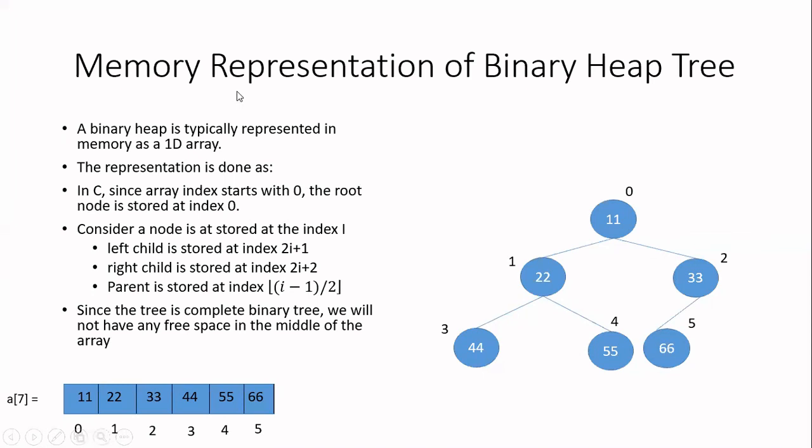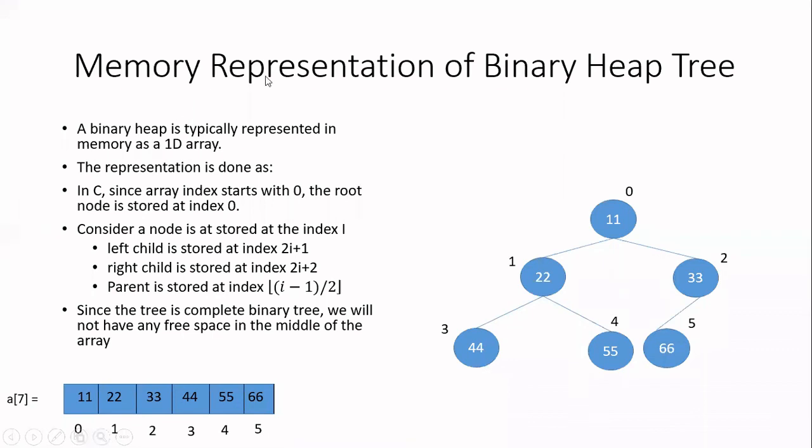Now let us see the memory representation of the binary heap tree. In heap, we have different types of heap. Now we are focusing only on the binary heap. Binary heap means every node will have at most 2 children. It will have either 0 or 1 or 2 children. So the maximum number of children for any node is 2. That's why we say it is a binary heap tree.